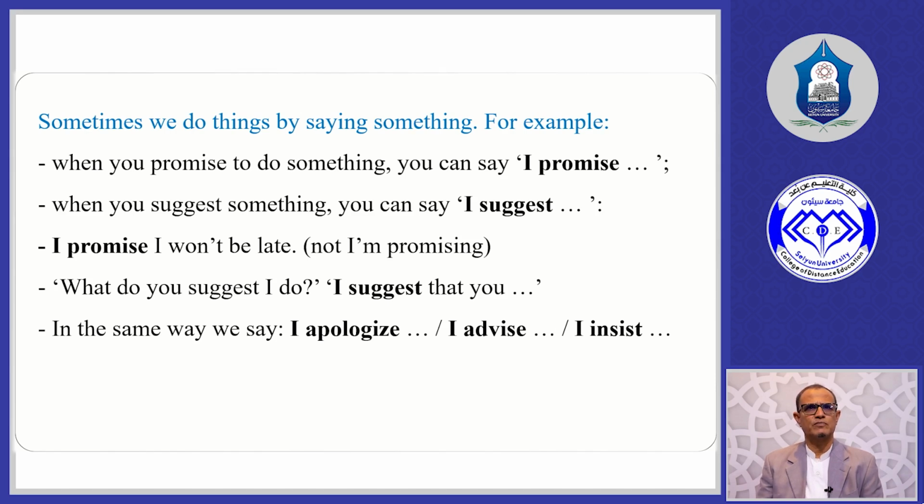When you promise to do something, you can say I promise. When you suggest something, you can say I suggest. I promise I won't be late. So we have to use here I promise. So this verb promise is usually used with the present simple tense, not promising.